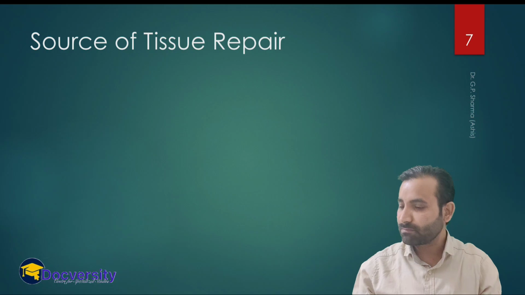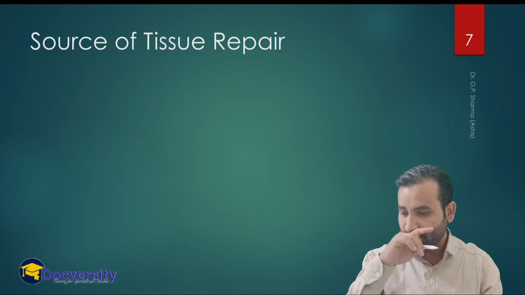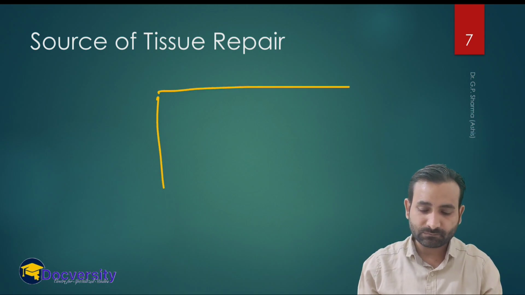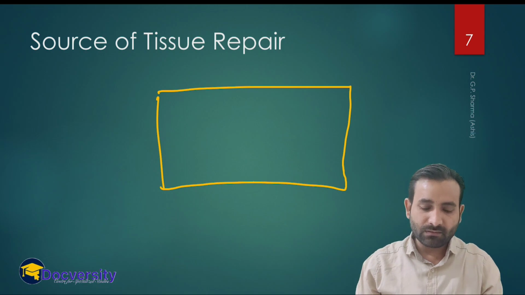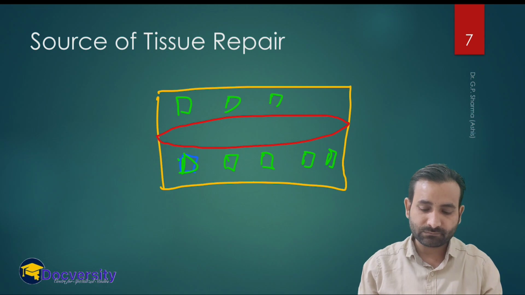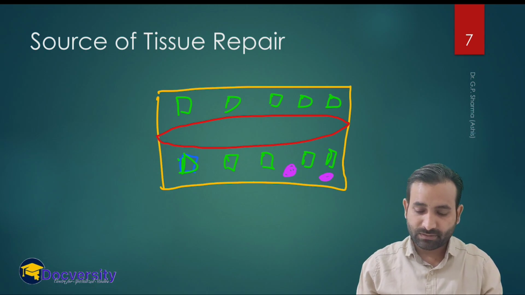Now let's go to the source of tissue repairs. So what are the sources of tissue repairs? Look here. For the source of tissue repairs, I'll draw one picture over here. You understood already the source of tissue repairs. This is my wound, and around the wound I do have uninjured tissues, right? Uninjured tissues, and in between the uninjured tissues I do have the stem cells. We saw it already, right? And stem cells are also present within the bone marrow.